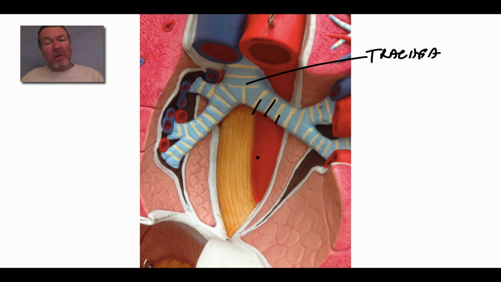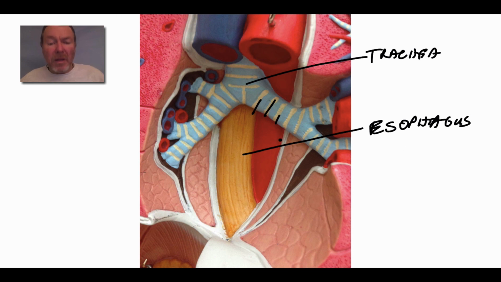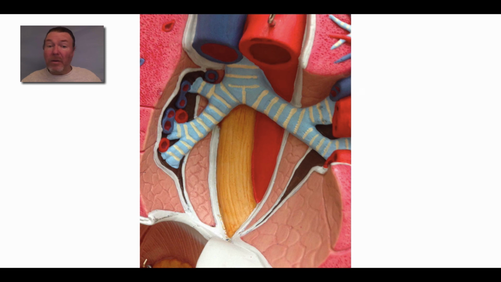So there are rings of cartilage, kind of like in your nose or in your ears, that keep the shape of the trachea and prevent it from collapsing. And then this is the esophagus. It would lead down to the stomach. This is where the food would come down from the mouth and go down to the stomach. Actually, it passes through there and goes to the stomach.